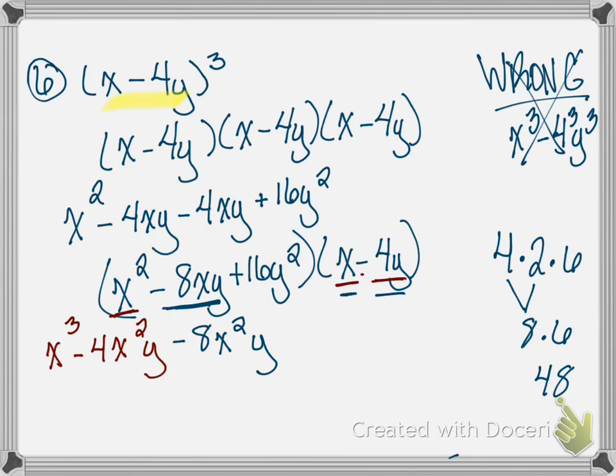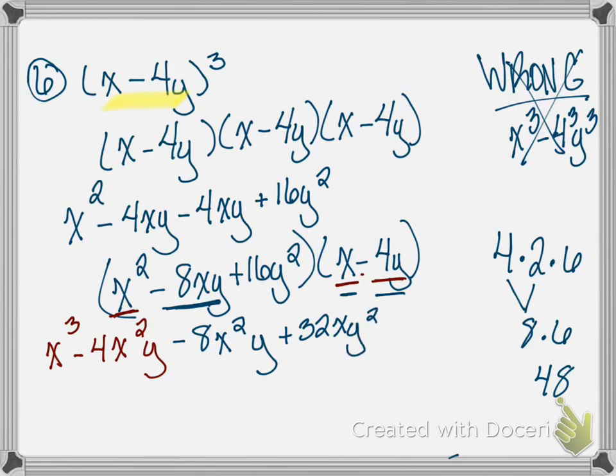So I have negative 8x squared y, and now I need to multiply negative 8 times negative 4, which is positive 32, and then I'm going to have x times nothing, so I'm just left with x, and then I have y times y, which is y squared.